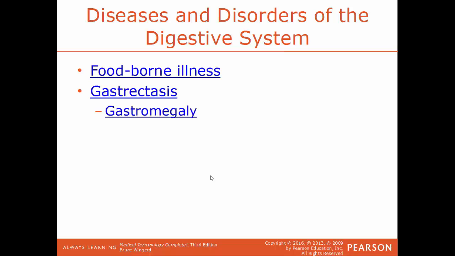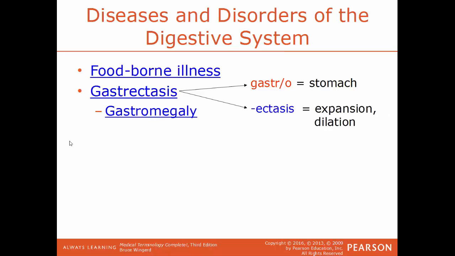Foodborne illness, this is a reference to any illness that is the result of food spoilage or having contaminated food. Our next term, gastrectasis, we're going to break down this term. Gastro is a reference to the stomach. Ectasis is an expansion or a dilation. So this condition is the expansion of the stomach. And if this continues, then you get an abnormal enlargement of the stomach, which would be our last term here, gastromegaly.